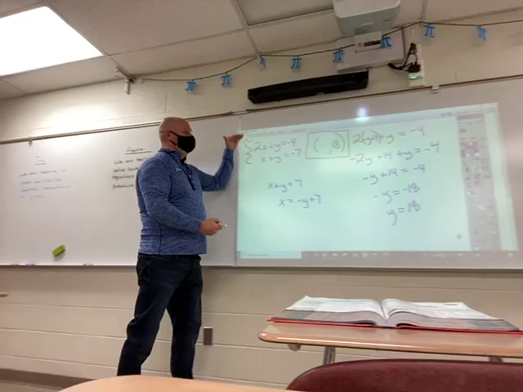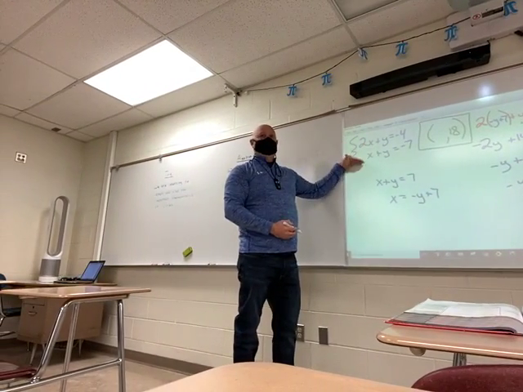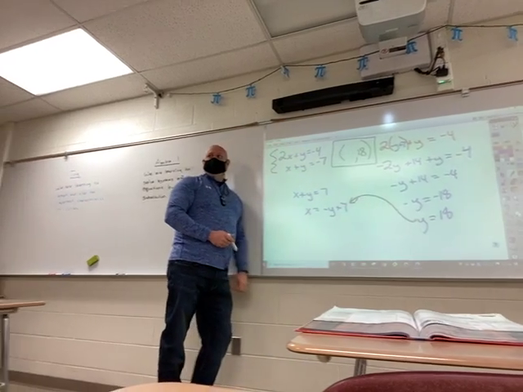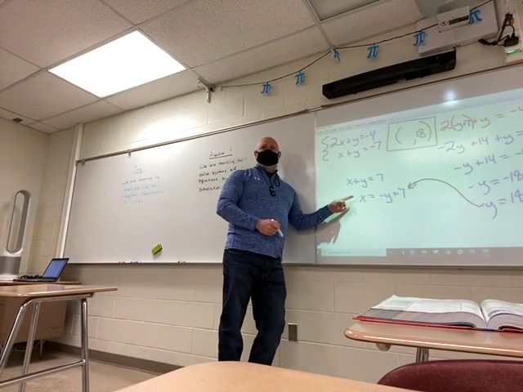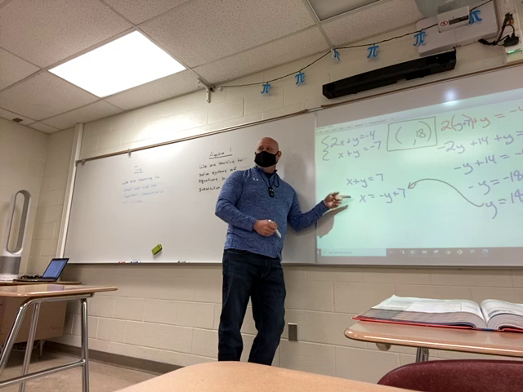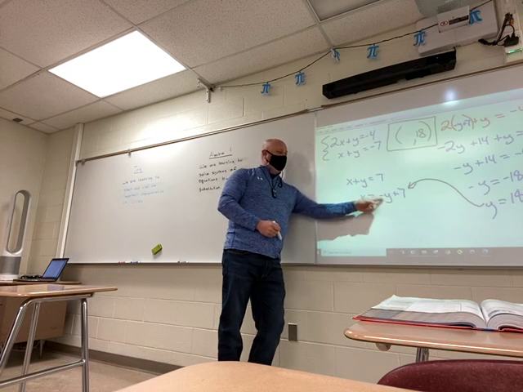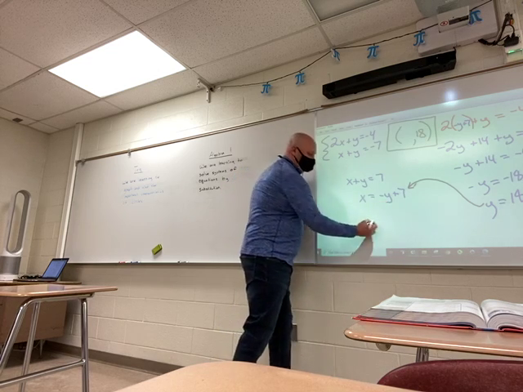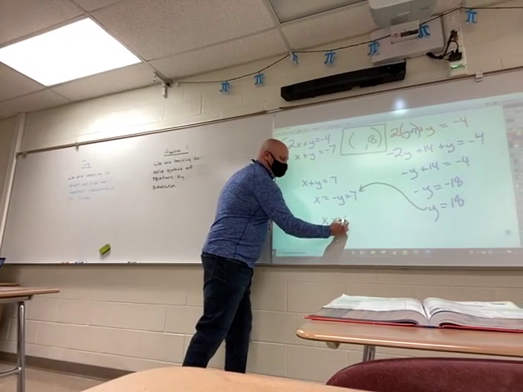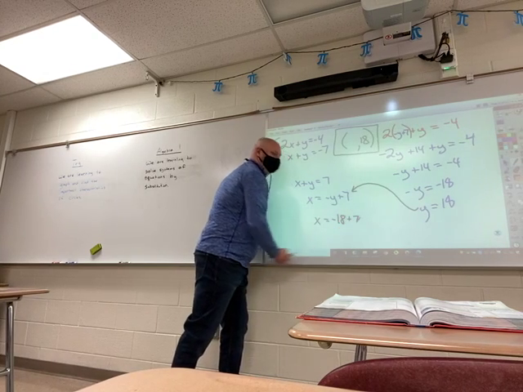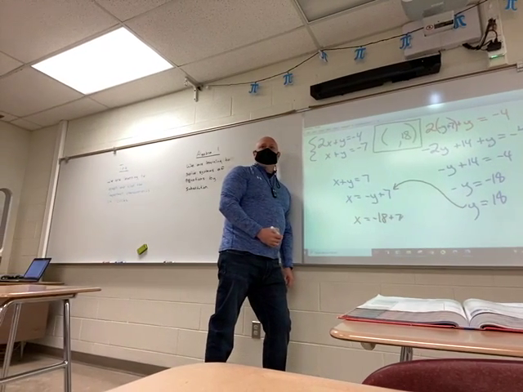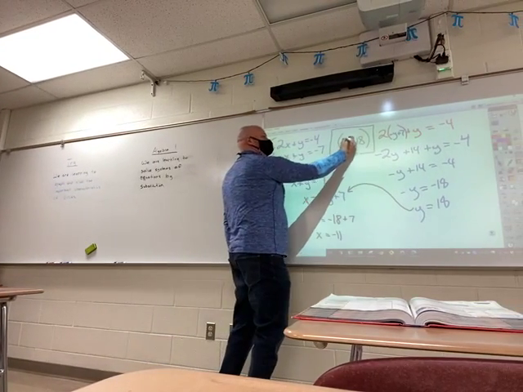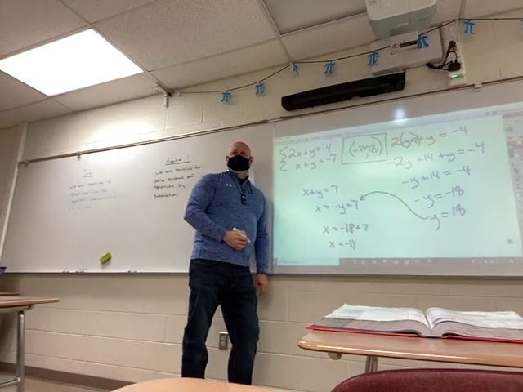You pick a spot. You can go first equation, you can go second equation, or I recommend right before you substitute it. The place right before you substitute is typically going to be the easiest place to substitute in because it's already solved for the other variable. So if y is now equal to 18, x would equal negative of 18 plus 7. What's negative 18 plus 7? Negative 11. So there's your answer. Negative 11, 18.